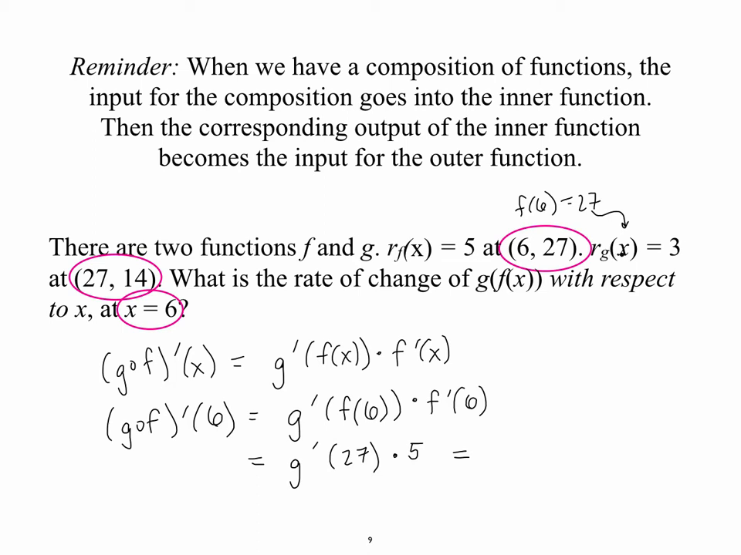Okay, and so then the rate of change of g at 27. So the rate of change of g of x equals 3 at input of 27. So that's 3 times 5, which gives us the 15.